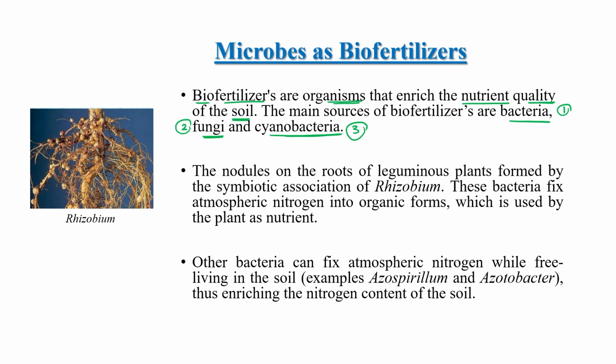These root nodules are present in leguminous plants, and this nodule contains Rhizobium, and this Rhizobium bacteria shows a symbiotic relationship with the leguminous plant. These bacteria fix atmospheric nitrogen into organic form and the plant provides them nutrition. So they have a symbiotic relationship, right?